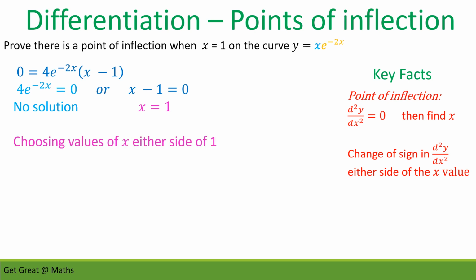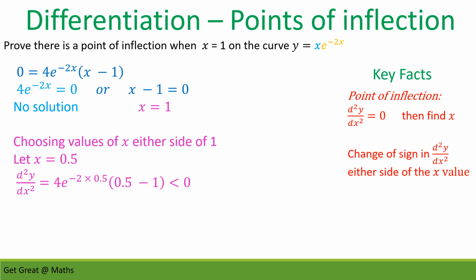Now to prove it, we're going to choose a value either side of 1. So I'm going to choose a smaller value and a larger value, and I'm just going to choose x is equal to 0.5. Now if I substitute x is equal to 0.5 into d2y by dx squared, I get 4e to the minus 2 times by 0.5 bracket 0.5 minus 1.